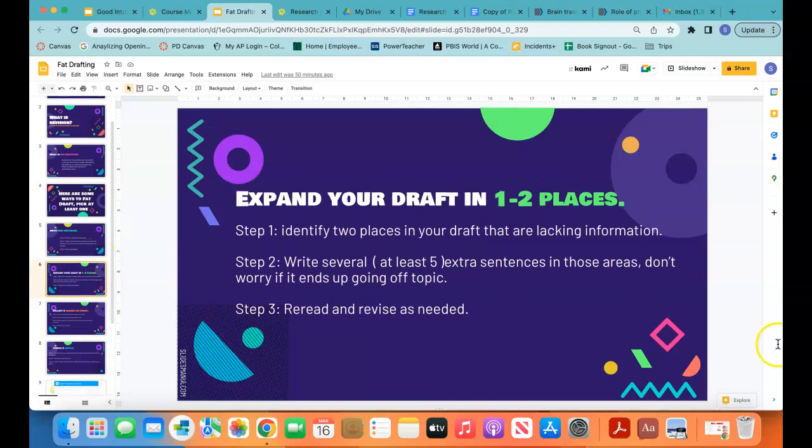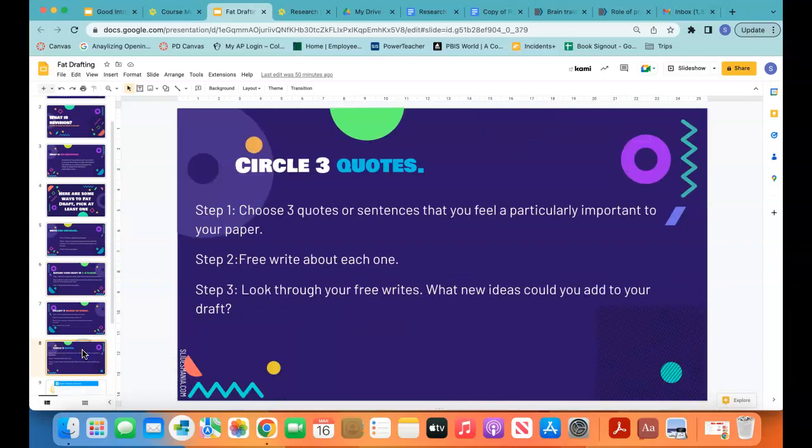And then finally, you can also choose to circle 3 quotes or sentences that you feel are particularly important, or write them down on another piece of paper and free write under them. Just write anything that comes to mind, 3 to 5 sentences. Try to write new ideas about them, and then look through your free writes and add new things to your draft.